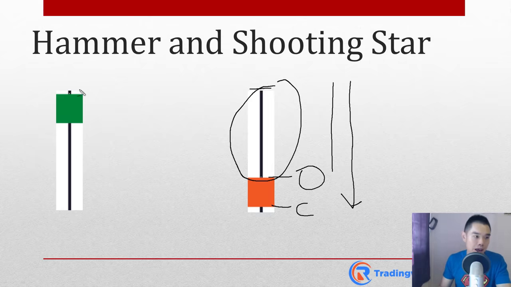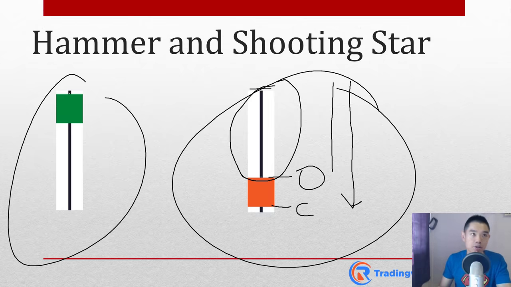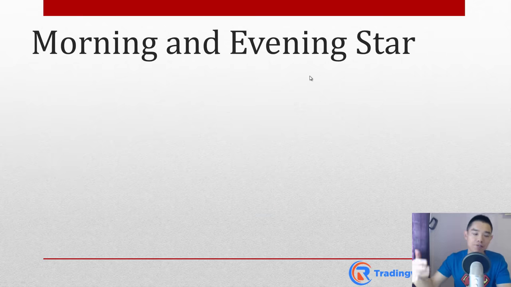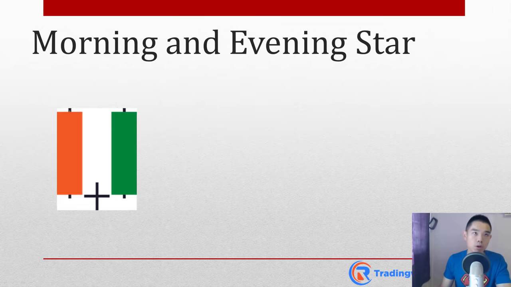So this is what we call a hammer. This is a shooting star. Moving on, morning and evening star. So this one over here, again, it's another reversal pattern. Notice the sellers were in control, closing near the lows.